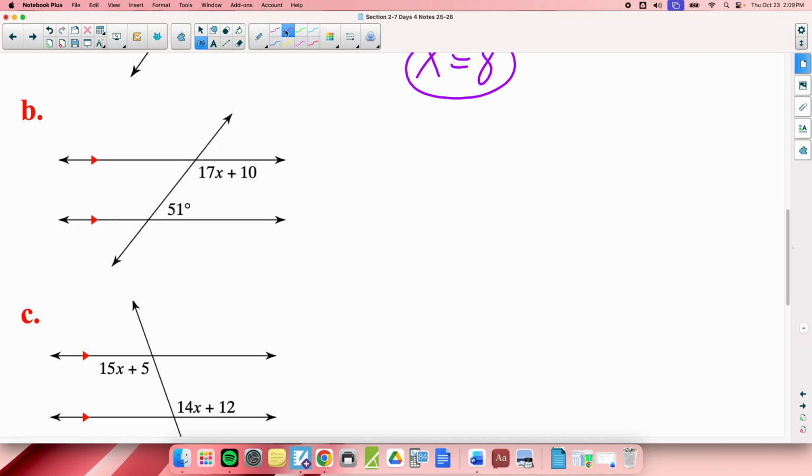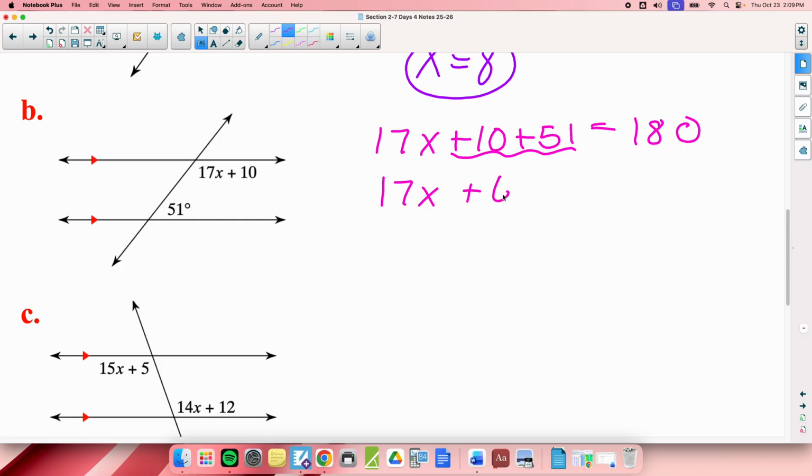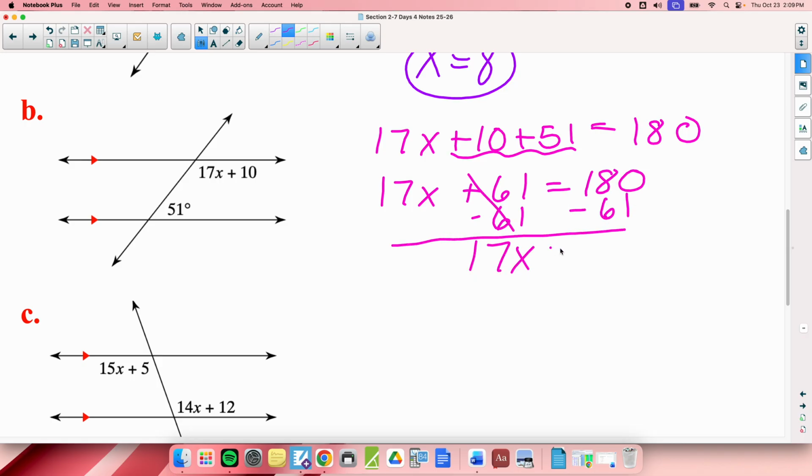What kind are these? Consecutive interior. What do we do when they're consecutive interior? They equal 180. So I can go 17x plus 10 plus 51 equals 180. Now I have 17x. 10 plus 51 is 61. Then I'm going to subtract 61, and I get 17x equals 119.